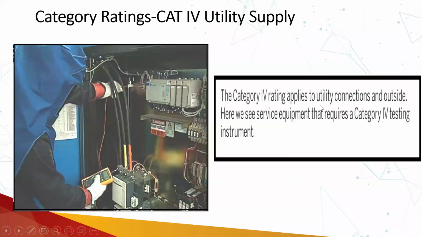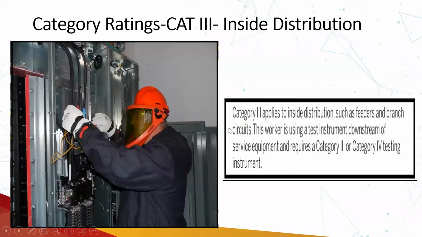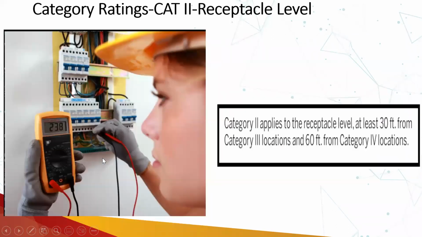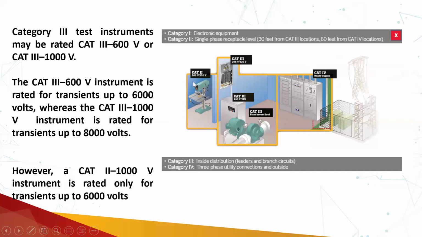So category 4 applies to utility connection and outside. Category 3 applies to inside distribution such as feeders and branch circuits. Category 2 applies to receptacle level, which is at least 30 feet from category 3 and 60 feet from category 4 location. And category 1 is for electronic equipment. Any questions on this one? Categories?